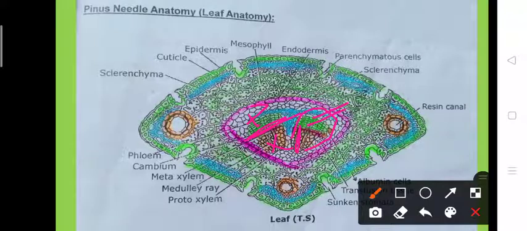This is the phloem part. This phloem contains sieve tubes and phloem parenchyma. Companion cells are absent. Albuminous cells substitute the function of companion cells. This is about Pinus needle anatomy.